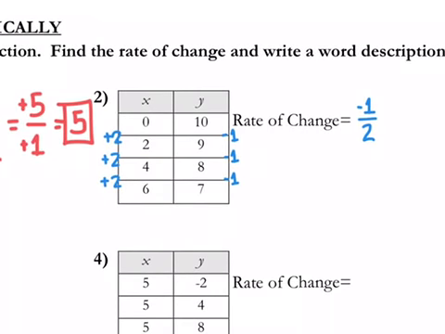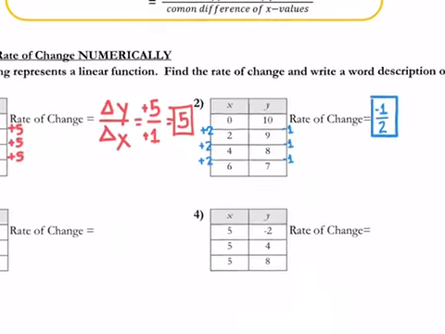Anytime you have a fraction, you want to see if you can simplify it. In this case, I can't simplify negative 1/2 anymore, so I'm just going to leave it as negative 1/2. And it is important that we keep the negative, because that is a negative divided by a positive number.